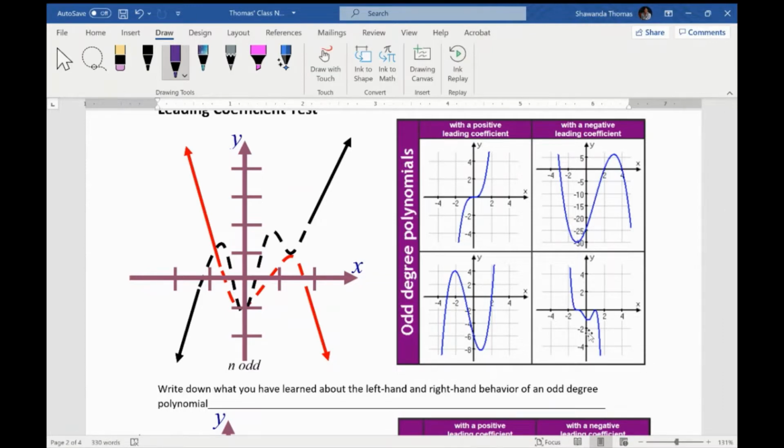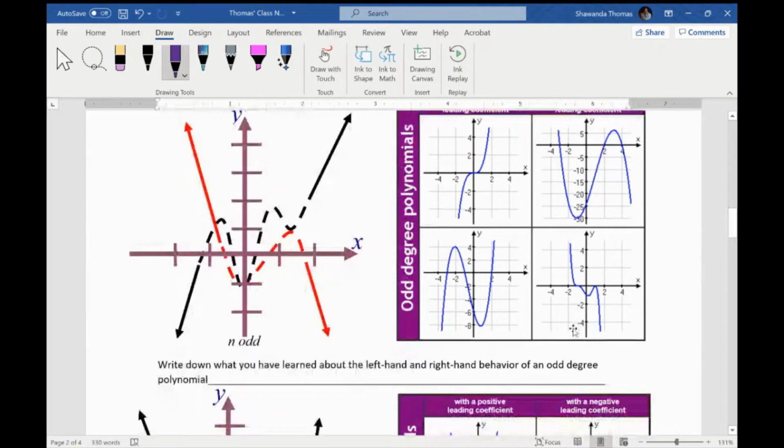How do we know it's odd? Because notice on the left, it's rising. On the right, it's falling. So whenever it's an odd degree, one side is going to be going up and one side is going to be going down. Y'all get that?